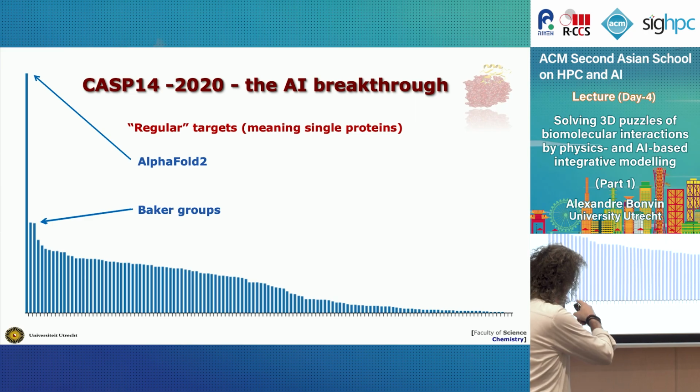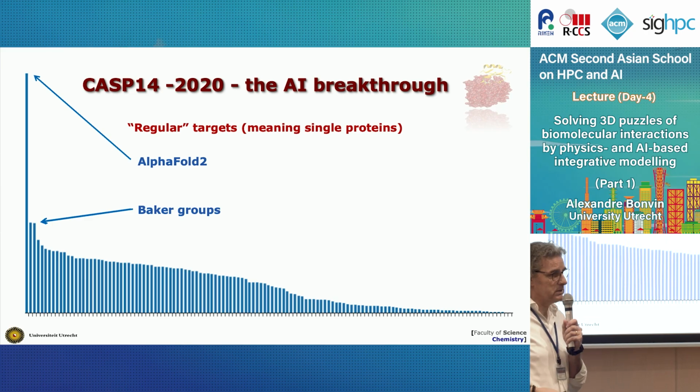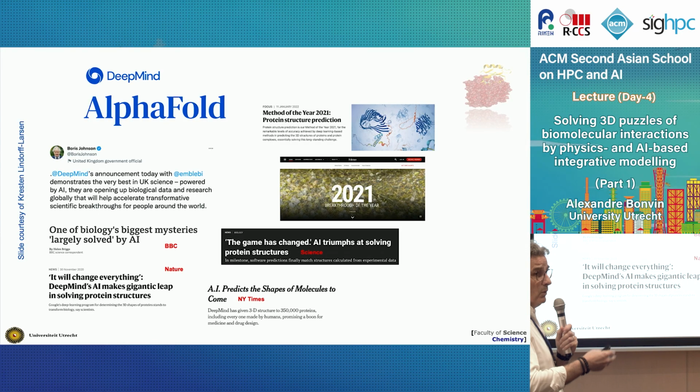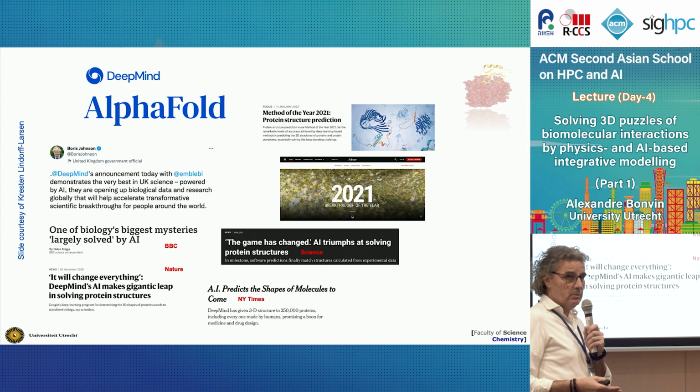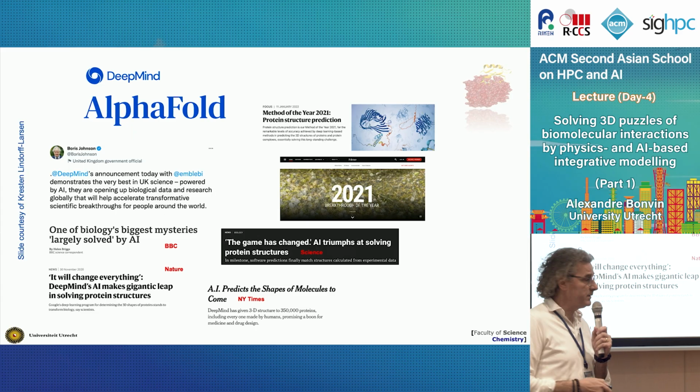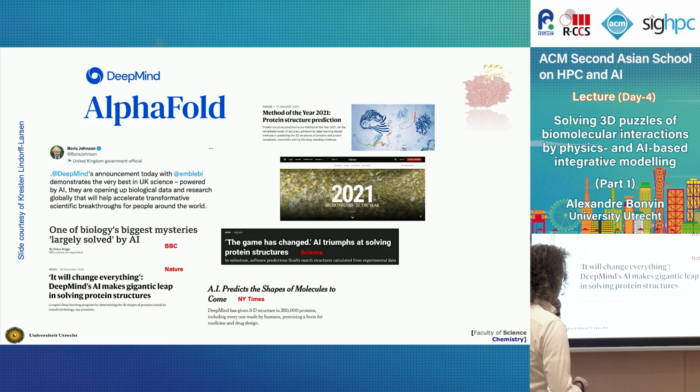But this time, it was not only much better than everyone else, but the targets were right on spot. The predictions were very accurate. So people said, wow, the structure prediction problem is kind of solved. Of course, DeepMind, Google, with all their PR machinery, made a lot of noise about it. It was all over the news, method of the year in Science and Nature, Boris Johnson, at the time Prime Minister of the UK, tweeting about it. So this was a big thing.